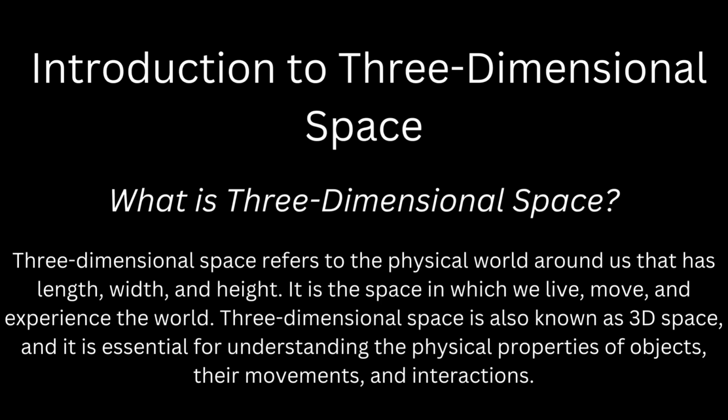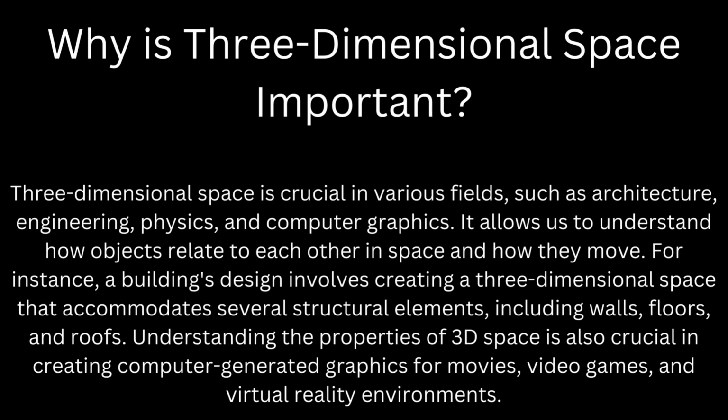Introduction to three-dimensional space. What is three-dimensional space? Three-dimensional space refers to the physical world around us that has length, width, and height. It is the space in which we live, move, and experience the world. Three-dimensional space is also known as 3D space, and it is essential for understanding the physical properties of objects, their movements, and interactions. Why is three-dimensional space important?